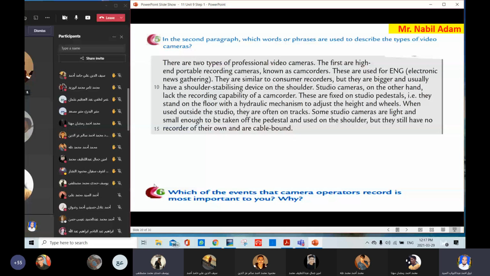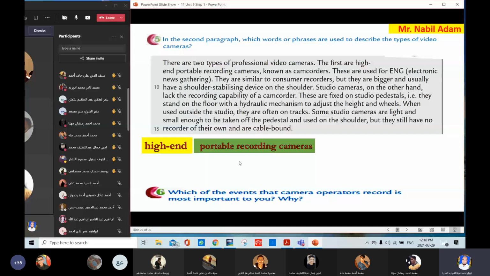Bigger. They are bigger. Very good. They are bigger and usually have a shoulder stabilizing device on the shoulder. Good, Yusuf. So these are some of the adjectives. High-end, portable recording cameras, similar to consumer recorders, bigger, lack the recording capability.